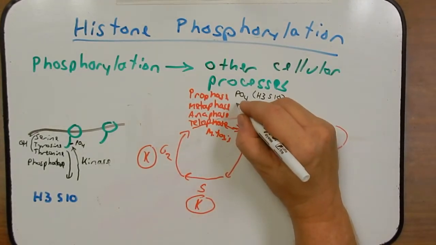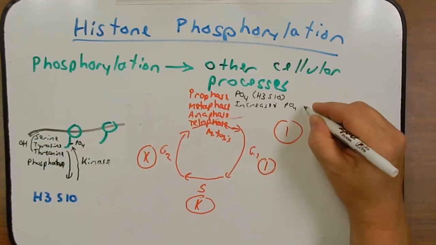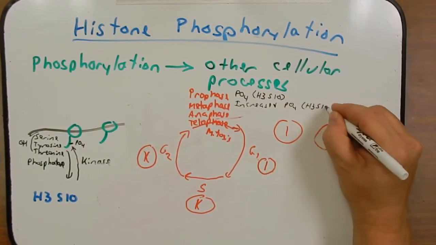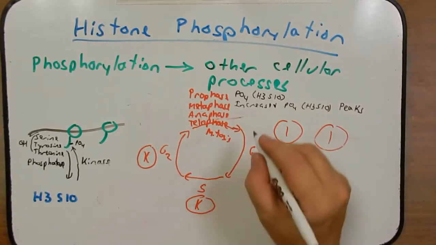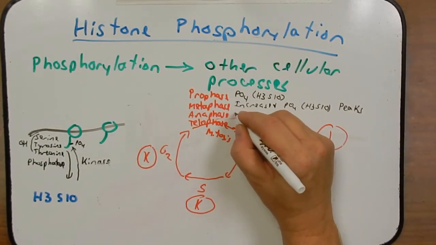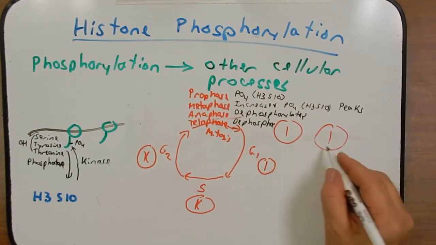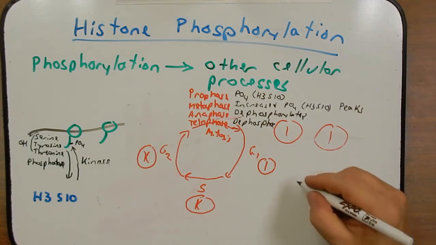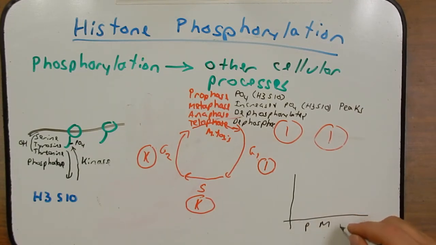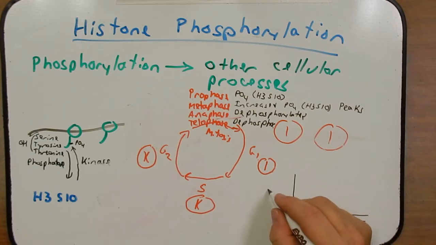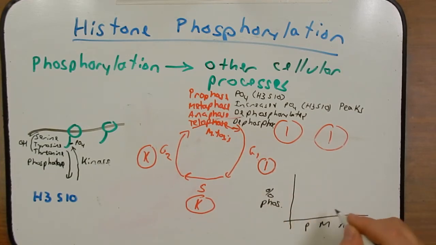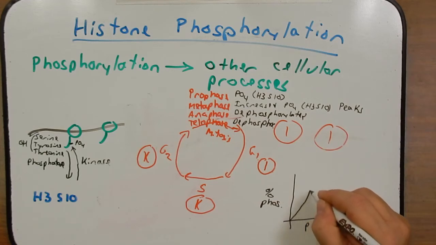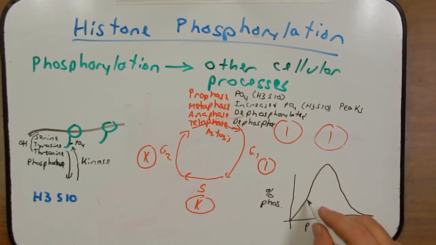During metaphase, we have increased phosphorylation of this H3, S10. It peaks during metaphase, and then it gradually is dephosphorylated. And finally, once it hits this new cell stage after cytokinesis, it's no longer phosphorylated. We could draw a graph where we have prophase, metaphase, anaphase, and telophase, and over here is percent phosphorylated, and what we would see is something like this, where it begins to rise during prophase, it peaks in metaphase, and it slowly decreases in anaphase and telophase.